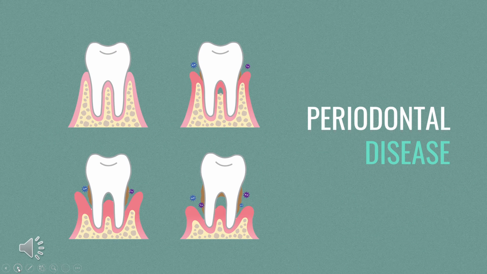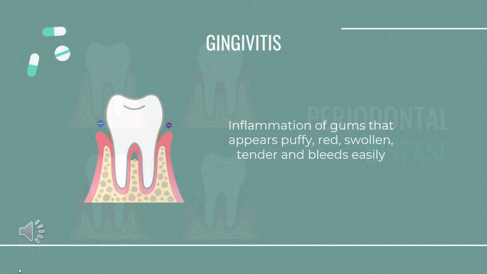To begin, let's talk about what periodontal disease is and dive a little deeper into what each stage presents as. Firstly, periodontal disease is the result of infections and inflammation of the gums and supporting tooth structures. It begins with gingivitis, which is the only reversible stage of this disease and presents itself as puffy, red, swollen, tender gums that tend to bleed easily when brushing or flossing.